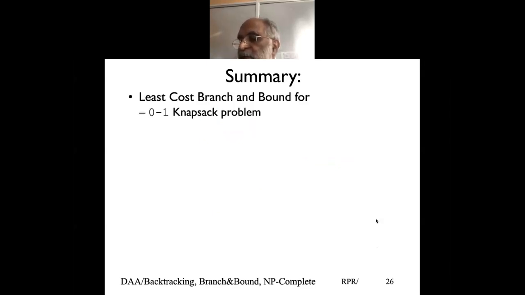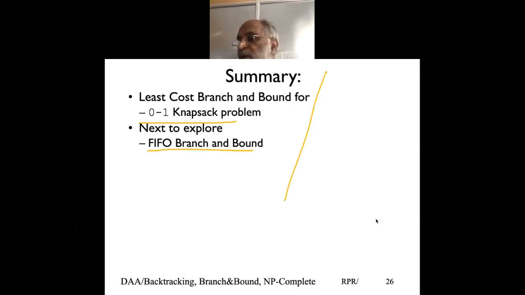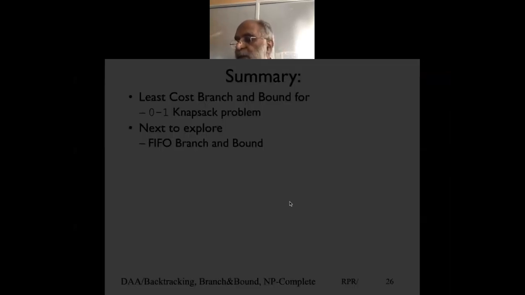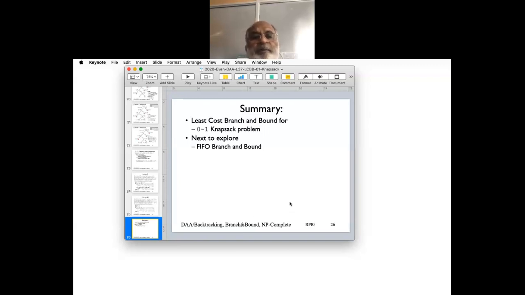So essentially we did least cost branch and bound for the knapsack problem, and in tomorrow's lecture we will do FIFO branch and bound, and then after that only one topic is left, P and NP, which we will probably do after your IAT. If you have any questions, please feel free to ask, or else you can drop. Let me know if any questions, otherwise we're done for today.